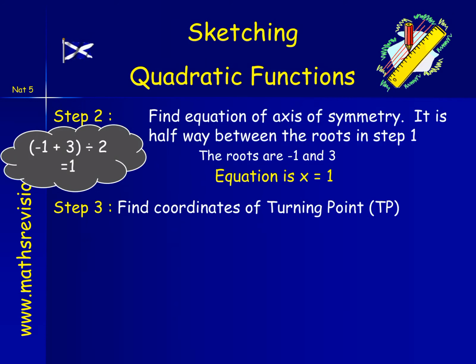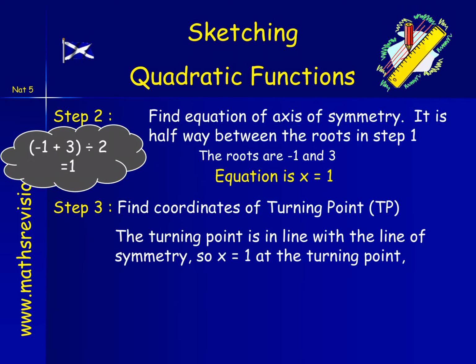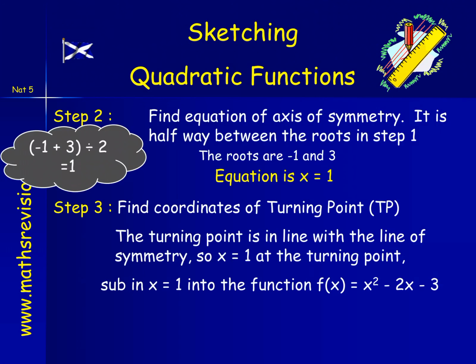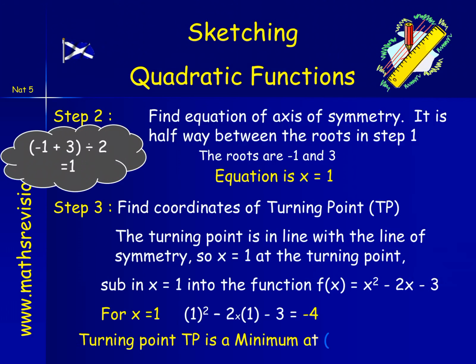Step 3 in this process, we're going to find the coordinates of the turning point now. Remember, the actual turning point always lies in line with that line of symmetry. So the coordinate for the turning point must have x is 1. All we do is simply sub in x equals 1 into the original equation. 1 squared take away 2 times 1, and then take away 3. So the turning point would therefore be 1 and negative 4. x is 1, y is negative 4.